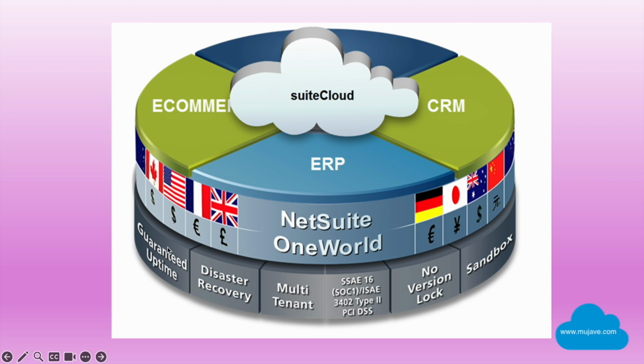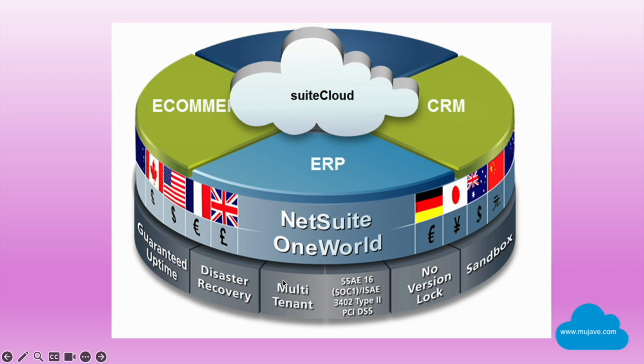The first one is guaranteed uptime. NetSuite provides as guaranteed uptime for 99.9%. In computing, uptime refers to how long a service is available and downtime refers to how long a service is not available. Then disaster recovery. As I told before, we need not to worry anything about our data security during a natural disaster or homemade disaster. Everything is taken care by the NetSuite provider.